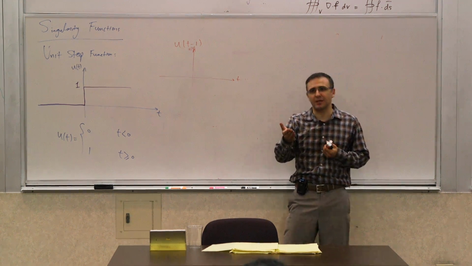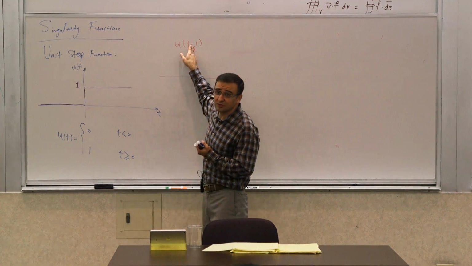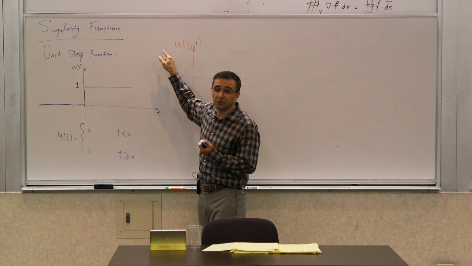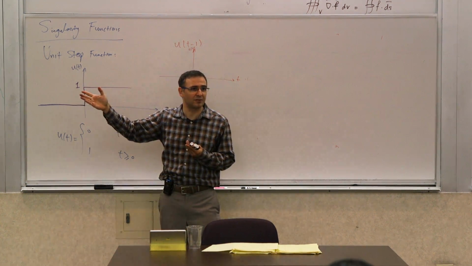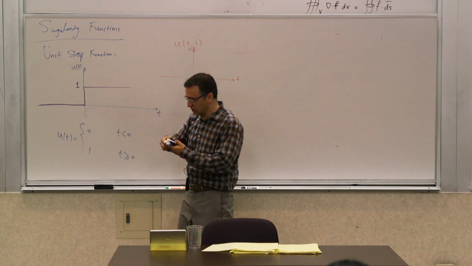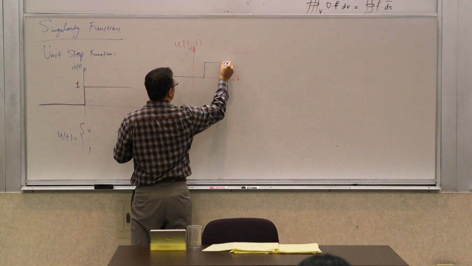Sure, that's one way to think about it. You're shifting the axis. Or basically, your reference point is when the argument of this thing becomes 0, right? That's when the switching happens. When does the argument become 0? At what value of t? 1. So that would look like this. So this is u of t minus 1.